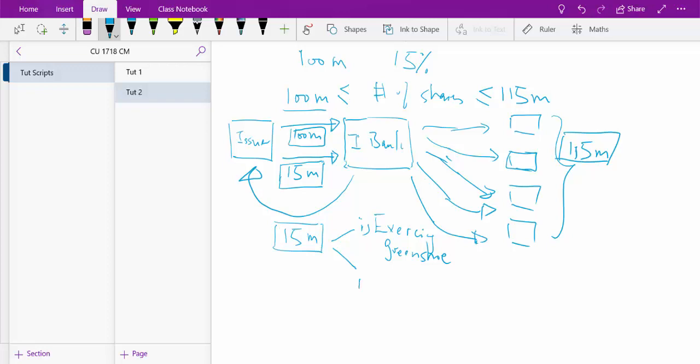Now, route number two is the iBank will buy from the market. So they do not ask the issuer to issue the extra 15. They just buy the extra from the market. Now, they don't always buy 15. Maybe they buy 5 or they buy 10, they buy 7, but they buy some of it. Everyone is okay so far? So it could be that out of that 15 million, they ask the issuer to issue 8, and then they buy 7 from the market.